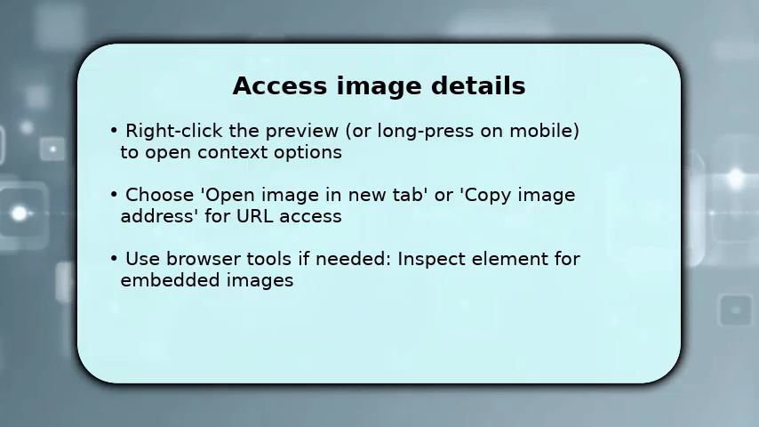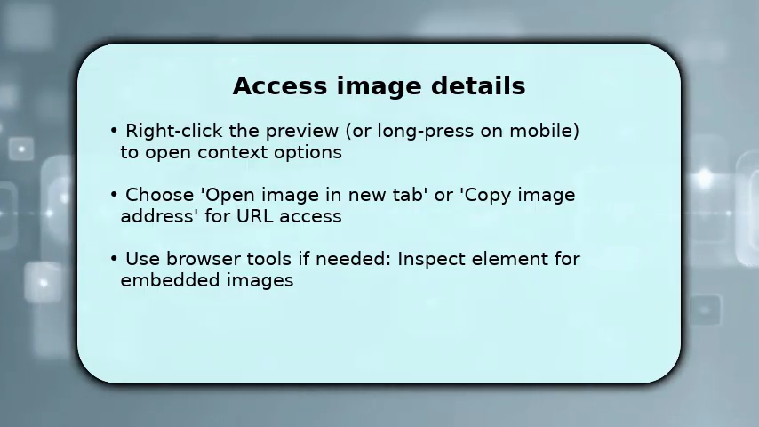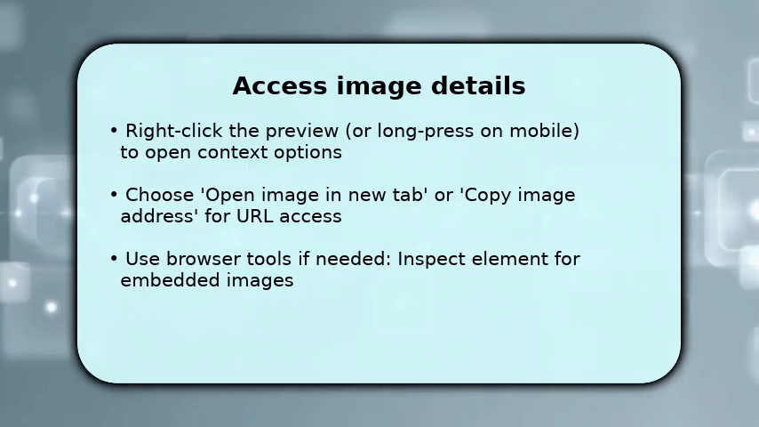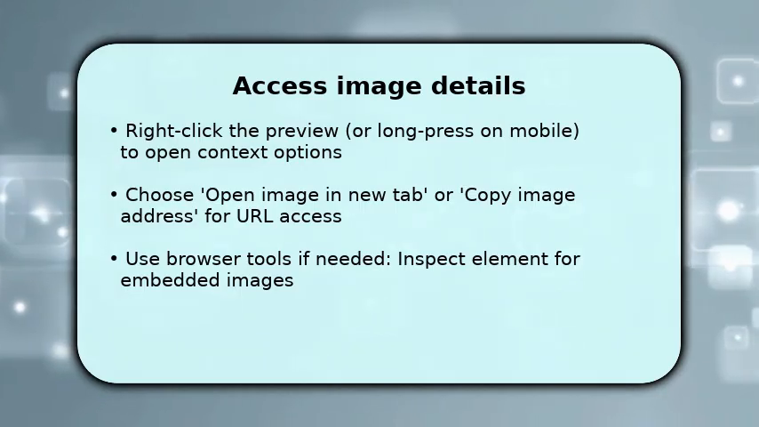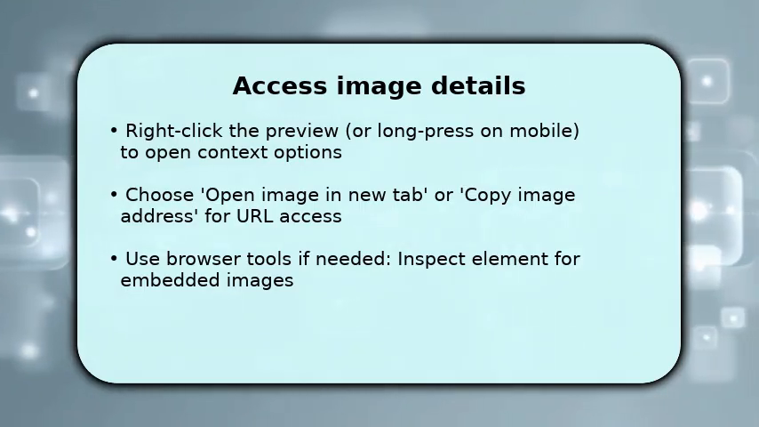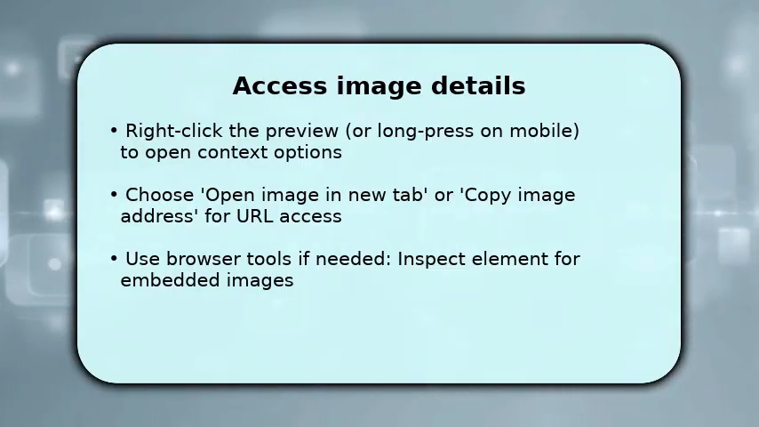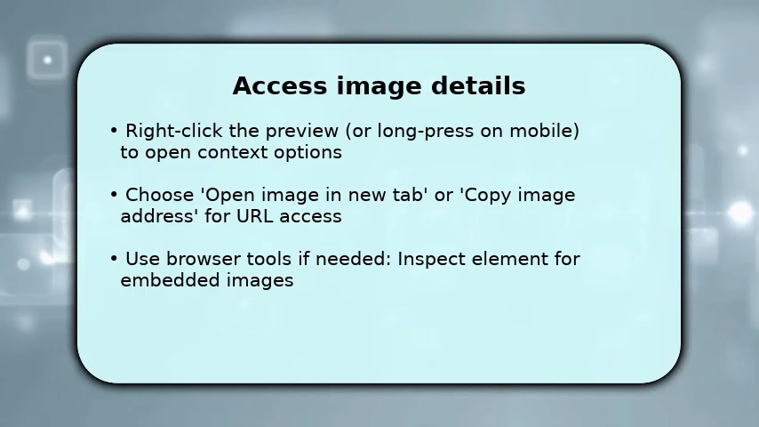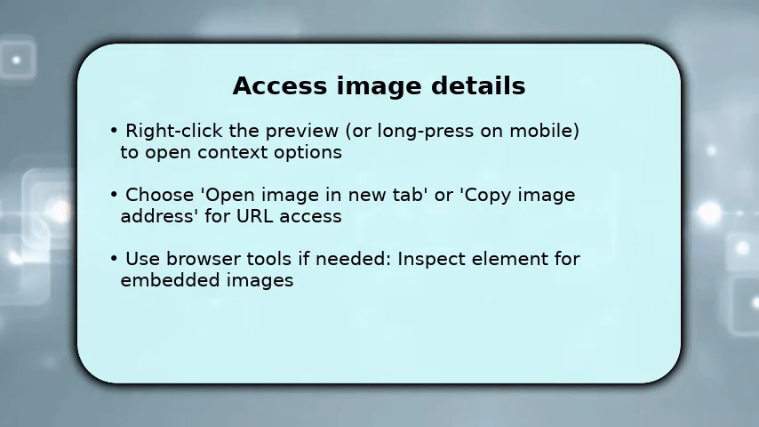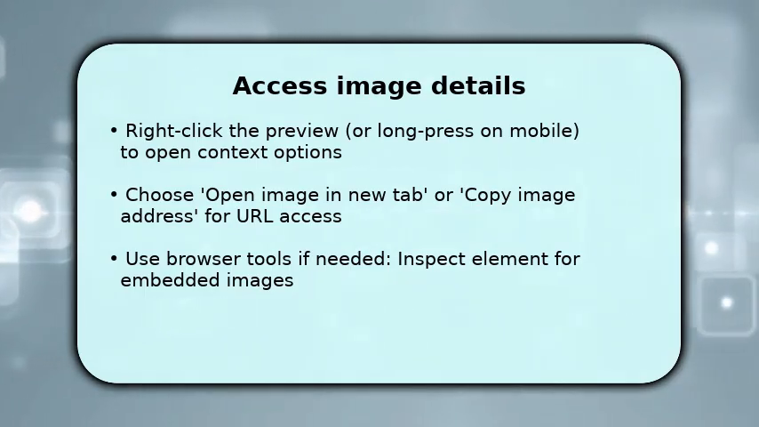If you pick Open in New Tab, you'll see the direct file URL in the address bar. Copy it to the clipboard. If the option is disabled or the image is embedded, use Inspect element to find the img tag and copy the src attribute. This handles most cases where the URL isn't directly exposed.